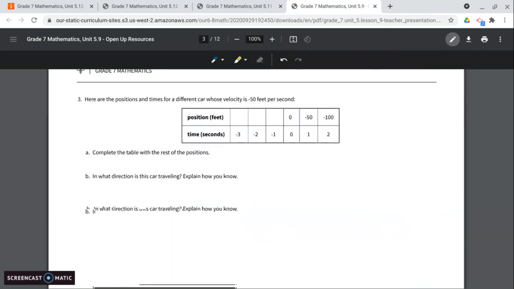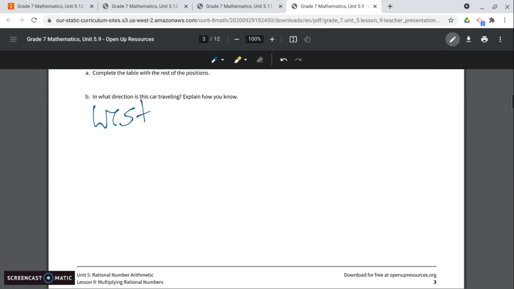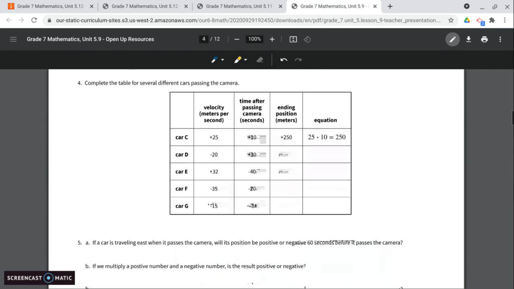All right, here are the positions for a different car whose velocity is negative 50 feet per second. Complete the table with the rest of the positions. So notice this one's traveling west, so that means its feet here will be 50, then 100, and then 150. In which direction is this car traveling? Well, like I said, it is traveling west, since we have a negative velocity.